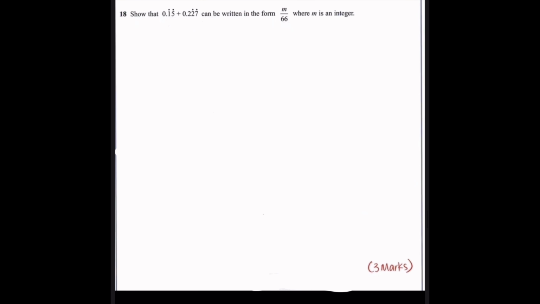Okay, on to the next one. Show that 0.15, both recurring, can be written in a form. A lot of you would skip this, but I want to take it one question at a time, one part of the question at a time. Let's deal with this first as part A, and this second. Whenever you see a question that looks really complicated, it's important that you split it into digestible components.